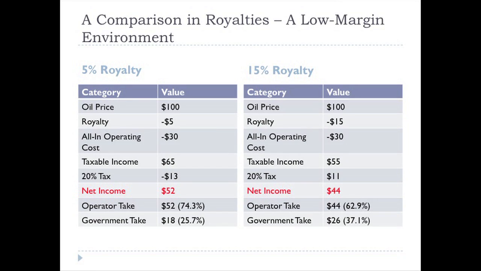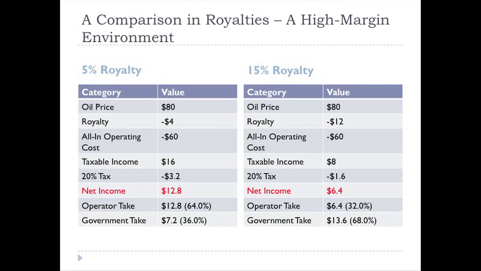Here we have two comparisons. One is, I have a laser pointer. So here's a 5% royalty and a 15% royalty. In a low margin environment, so say oil price $100, operating cost of $30, the operator gets $52 in the 5% royalty case and $44 in the 15% royalty case. You say, oh, that's not a big difference, that's 20%. That's not a big deal at all. All right, let's move on to the next one.